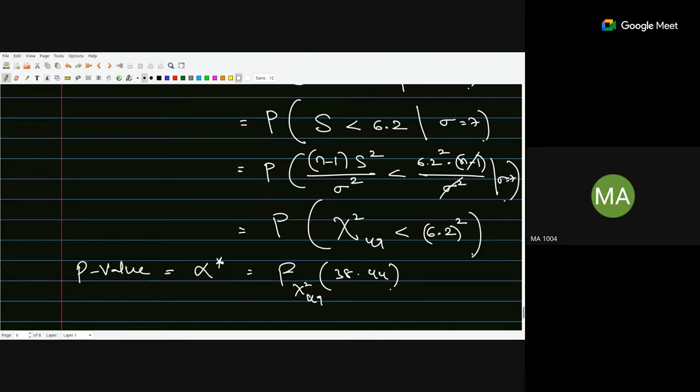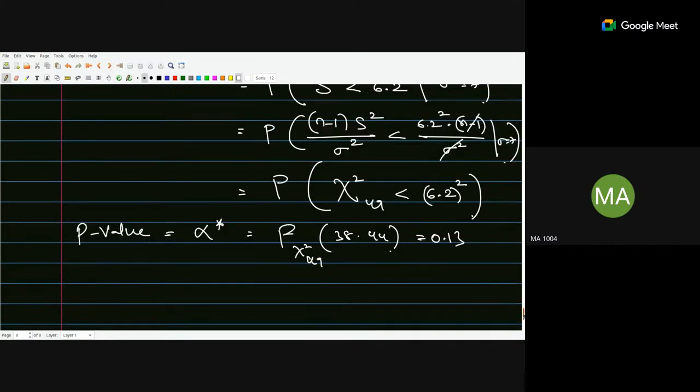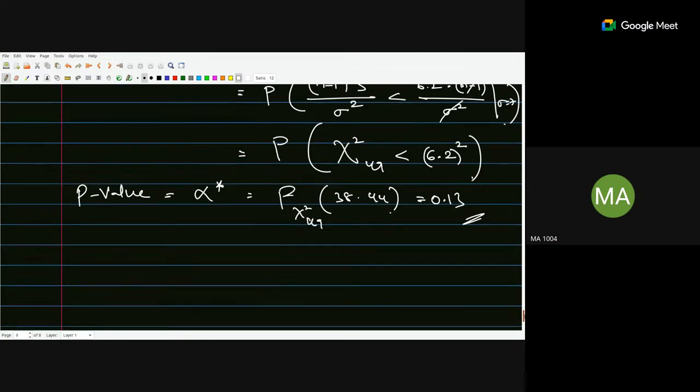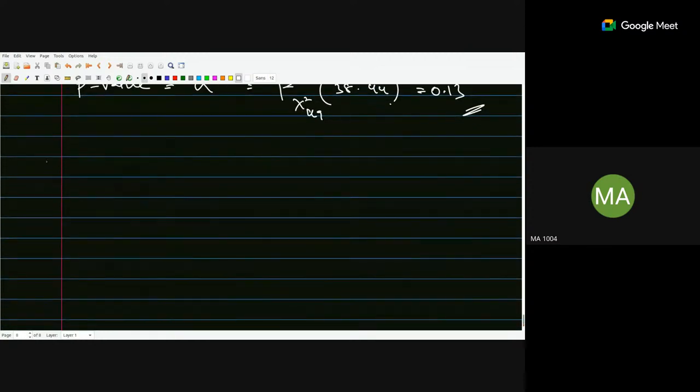So again, a hint is given to you. It is given as 0.13. So this is 0.13. So the P value will also be 0.13. Okay, so this is a test we use for testing variance. The chi-square test is used for variance testing. Problems related to the chi-square test, this is how we solve.